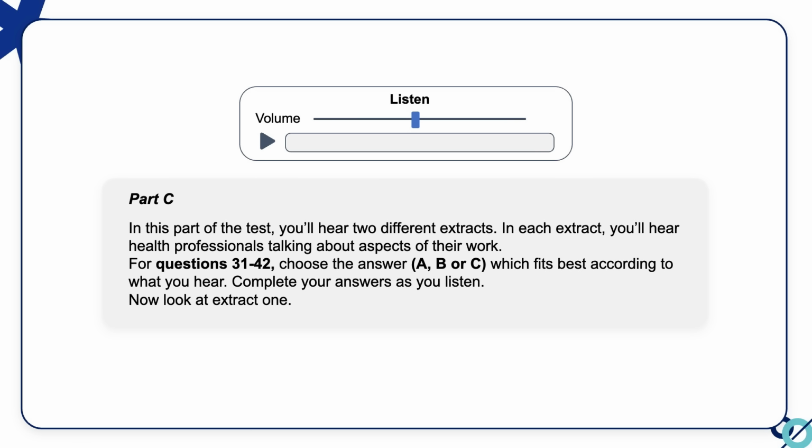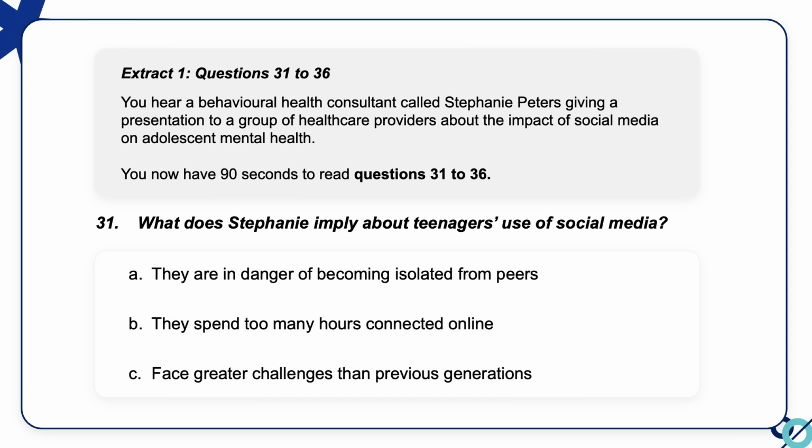Part C. In this part of the test, you'll hear 2 different extracts. In each extract, you'll hear health professionals talking about aspects of their work. For questions 31 to 42, choose the answer, A, B, or C, which fits best according to what you hear. Complete your answers as you listen. Now look at Extract 1. Extract 1, questions 31 to 36. You hear a behavioural health consultant called Stephanie Peters giving a presentation to a group of healthcare providers about the impact of social media on adolescent mental health. You now have 90 seconds to read questions 31 to 36.